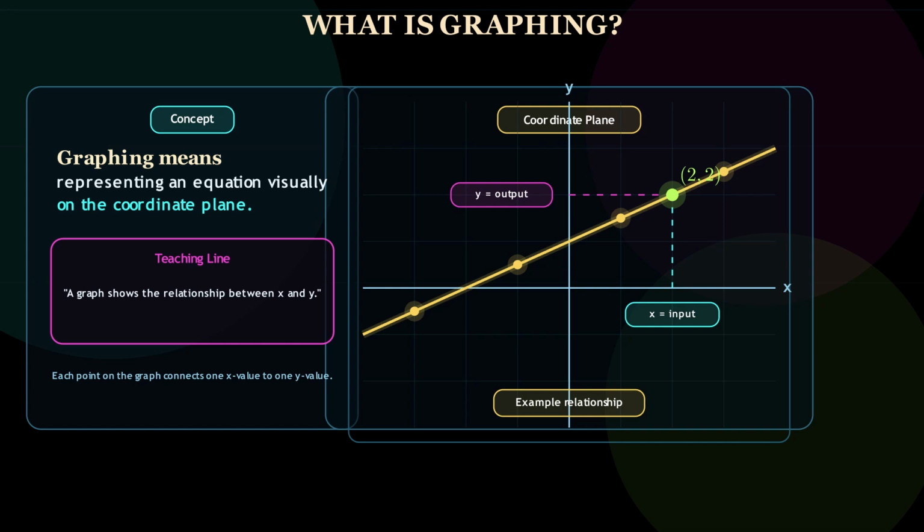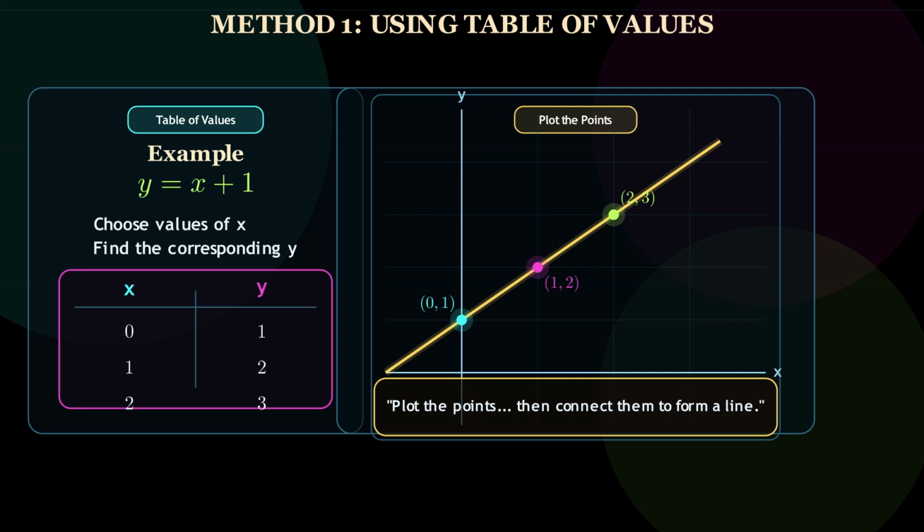Graphing means representing an equation visually on the coordinate plane. A graph shows the relationship between x and y. Let's take an example: y = x + 1. Choose values of x and find the corresponding y. See the table. Plot the points, then connect them to form a line.